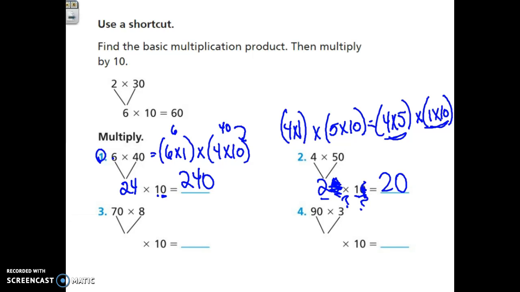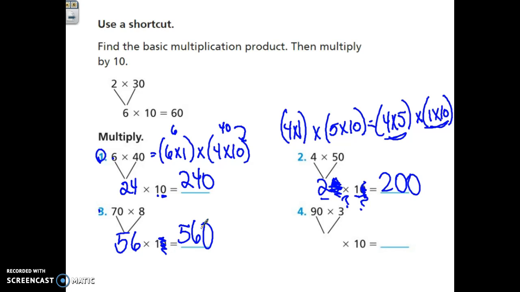Okay. Number 3, 70 times 80. 7 times 8, 56. 56 times 1, because I can cross out that 10. 56 times 1 is 56. How many zeros did I cover up? I covered up 1 0, so I'm adding 1 0 to the end.